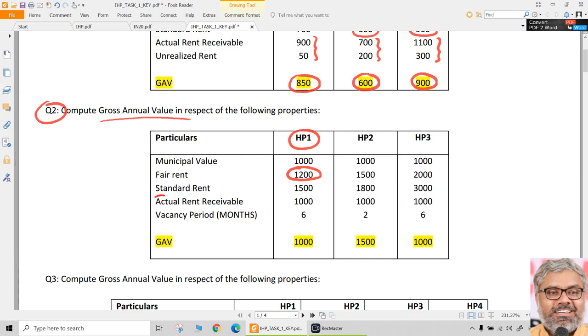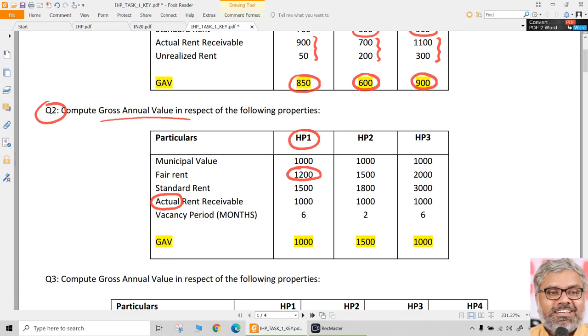This is actual rent, not annual rent. Nobody said it is annual. It was actual rent that is receivable. When will rent be receivable? When the property is not vacant. So this 1000 is representing the rent for only 6 months. That's all. That interpretation has to be done correctly.